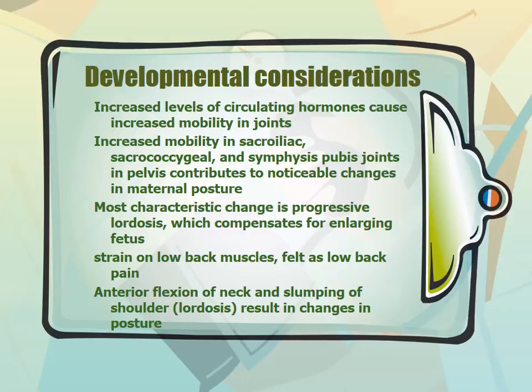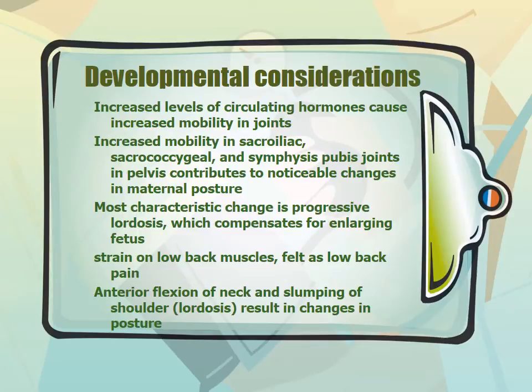This is also going to result in increased mobility in the sacroiliac and the sacrococcygeal, which is specifically where that baby is going to come through. Actually, the symphysis pubis and the pelvis itself are going to relax, and it is going to contribute to noticeable changes in the maternal posture. That's why a lot of times they have what we call sway back, right? They have lordosis. The most characteristic change is progressing lordosis. As they get further along in their pregnancy, they will have more and more of that look, and it just compensates for the enlarging of the baby.